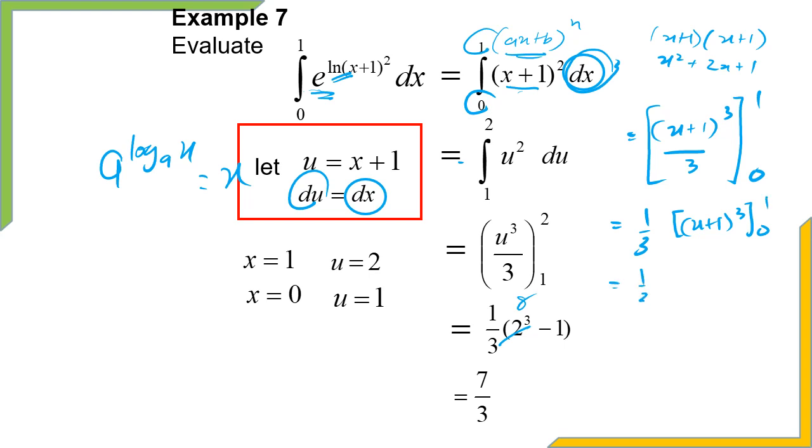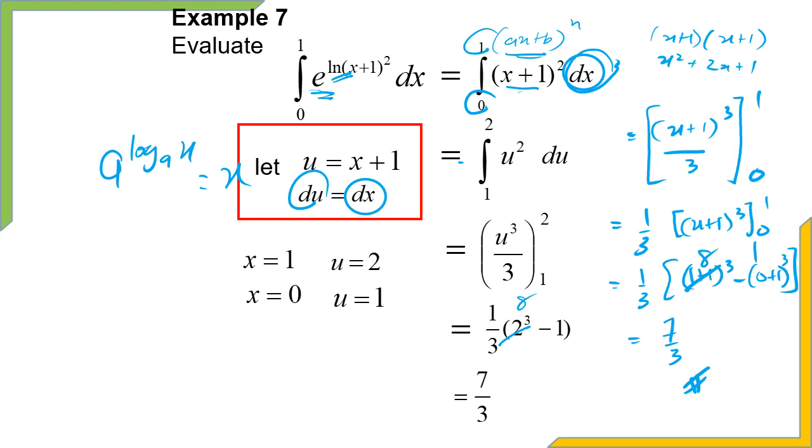So it will be 1 over 3 of (1 plus 1) cubed minus (0 plus 1) cubed. So this is 2 cubed, which is equal to 8. This is 1 cubed, which is equal to 1. So 8 minus 1 is equal to 7. So 7 over 3. It's still true.